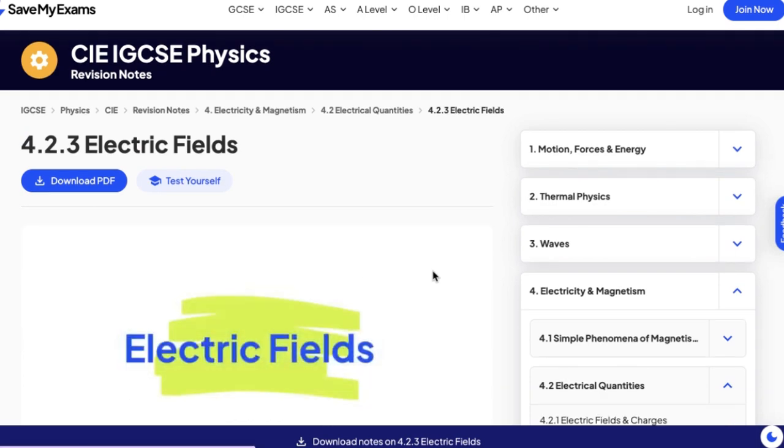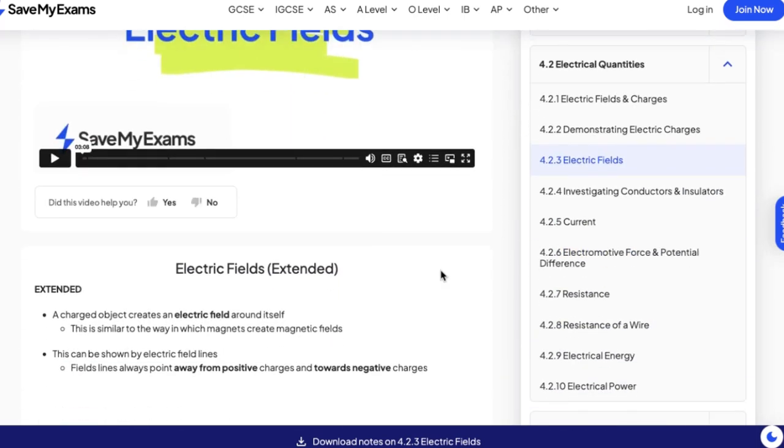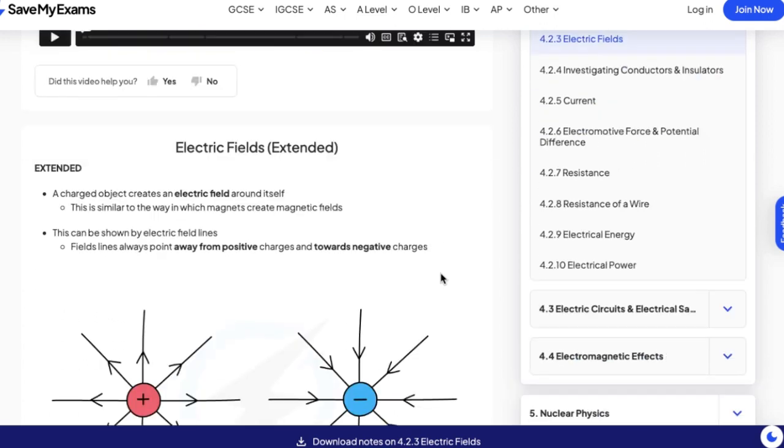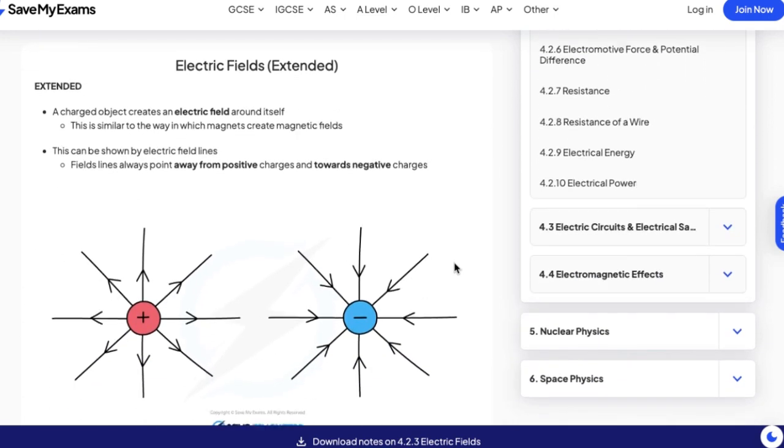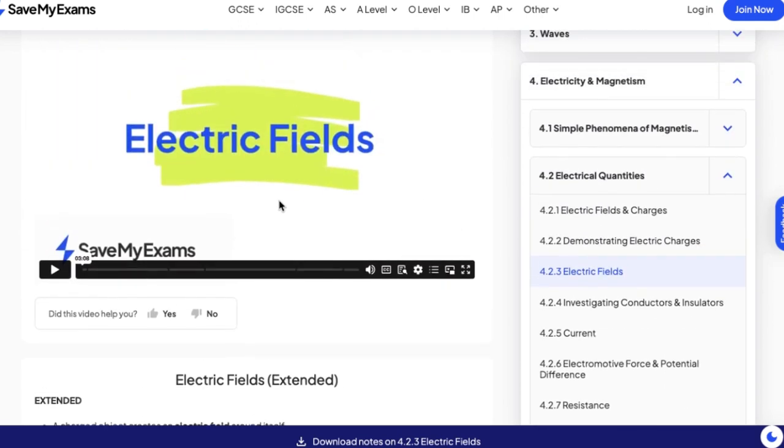Now we're going to electric field. Okay, now we're looking at electric field, and let's have a brief about electric field. We can just move ahead so that we save time.